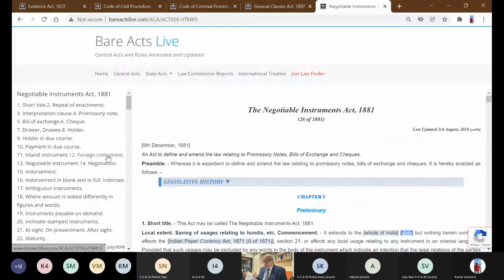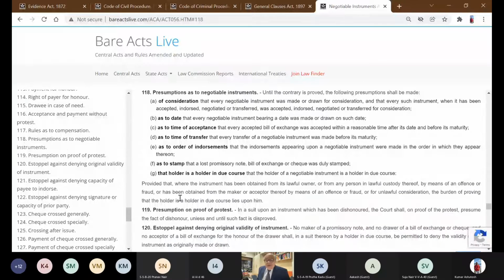There are two beautiful presumptions under the Negotiable Instrument Act. For civil lawyers and lawyers who want to specialize, and I am against the word specialization, but you should do all the laws, including the Negotiable Instrument Act, CPC, CRPC. देखिए 118 पढ़ लीजिए आप. 118 कहता है presumption as to negotiable instrument, unless the contrary is proved, the following presumption shall be made.